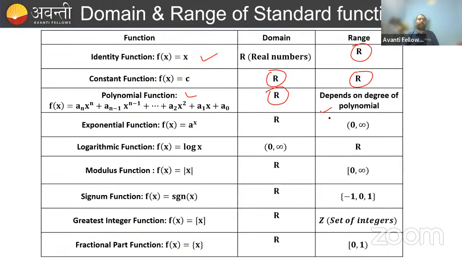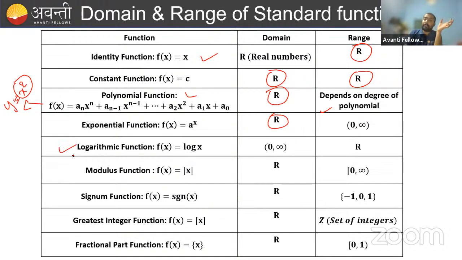And why degree? Because if it is even degree, it will give you only non-negative values. For example, y is equal to x square always gives non-negative values, starting from 0 to infinity. Exponential function a raised to x: the domain is R. You have to remember the domain and range of all these standard functions. For the exponential function, the domain is R and the range is 0 to infinity, where 0 is excluded.